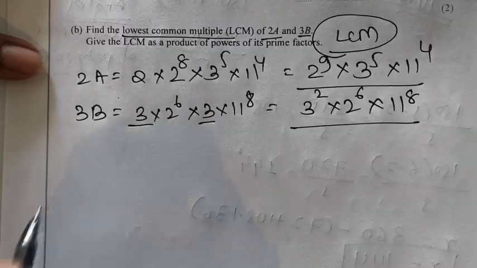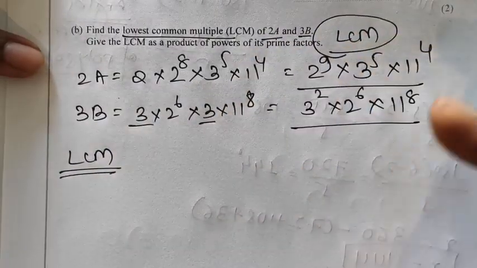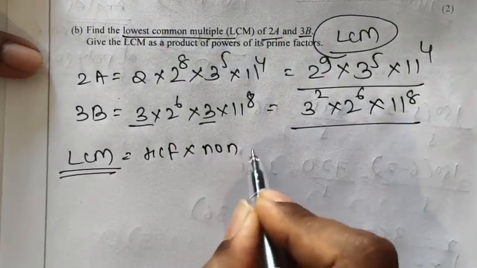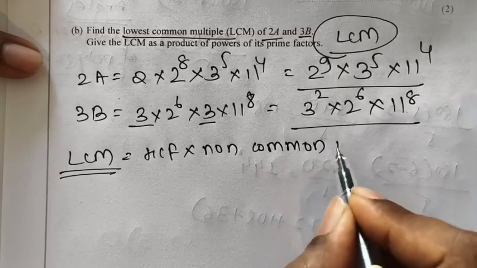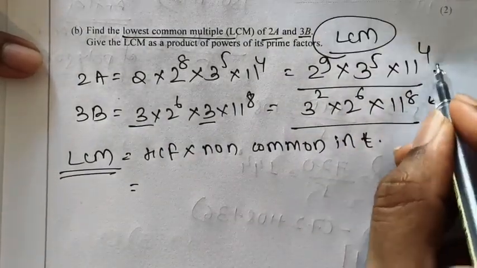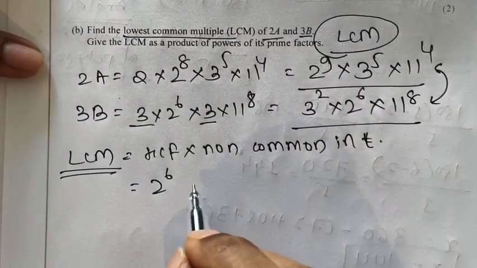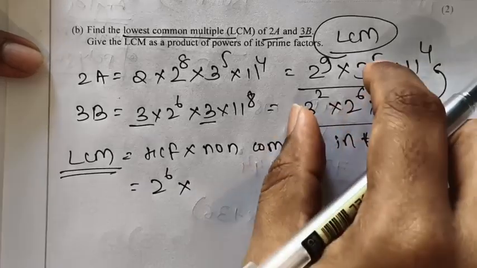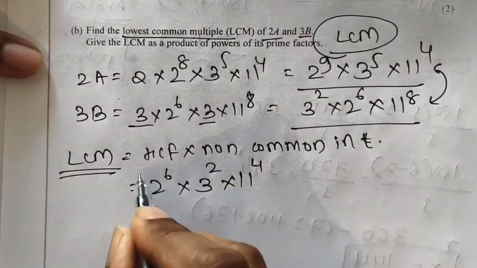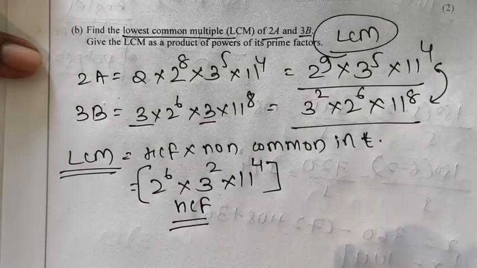Correct? Now I have to find the LCM of that. What is LCM? LCM is the HCF, the common factor, multiplied by the non-common factors. So what is my HCF of these two? Which is the most common thing? 2 raised to 6, of course, multiplied by the common factor here, 3 square into 11 raised to 4. So this is my HCF for these numbers, correct?